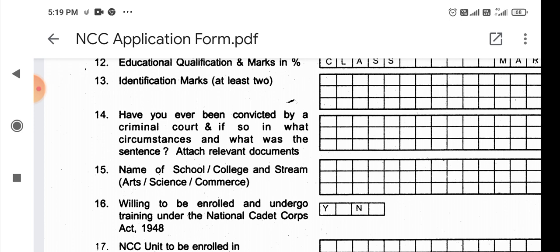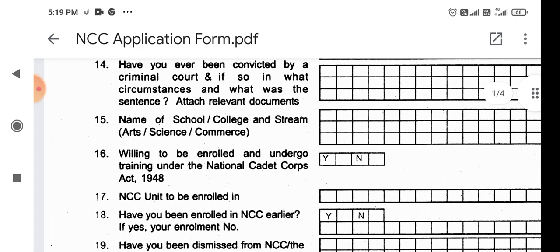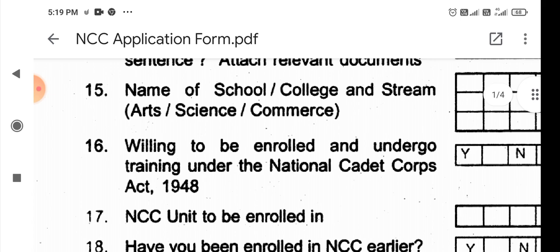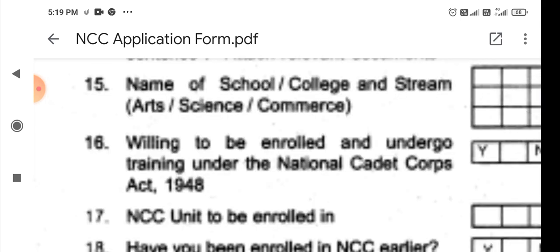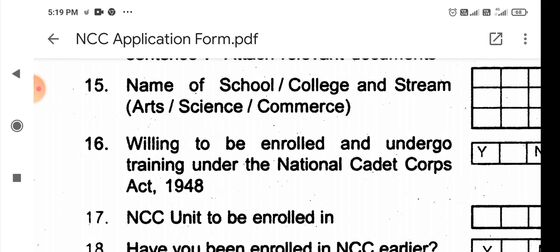Next, the 16th one is very important. Willing to be enrolled and undergo training under the National Cadet Corps Act 1948. If you are not willing, that means your application will be summarily rejected. In this column, you have no other option. You have to fill in yes.